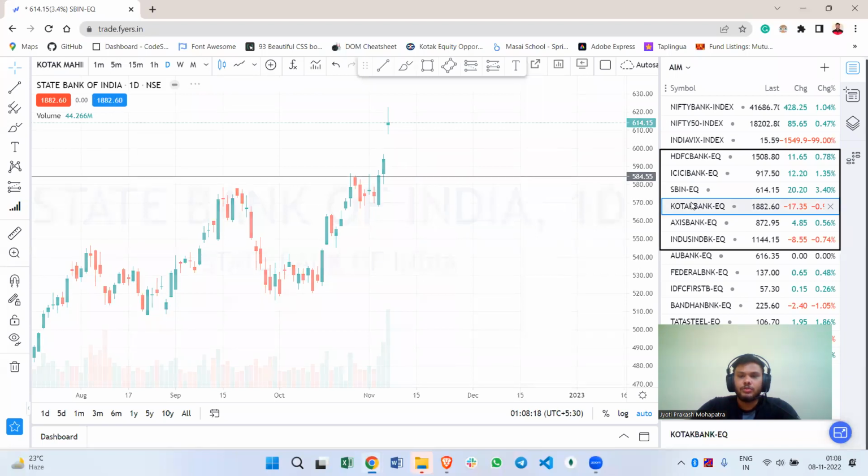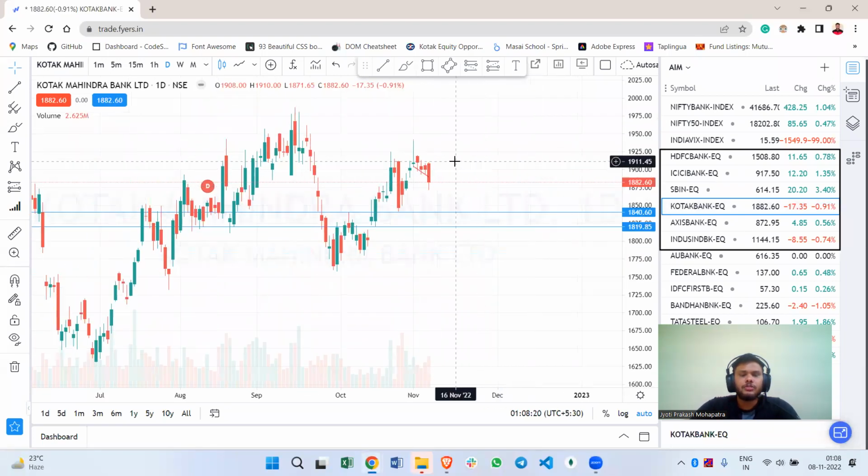Now let's look into Kotak Bank. Here you can see that Kotak Bank closes below that round level 1900, and after that it trades around 1882. If tomorrow the market opens flat or opens gap down, and if it closes below 1880 or 1875, then you can expect some selling pressure here, and your target you can set to 1863 to 1853 almost.